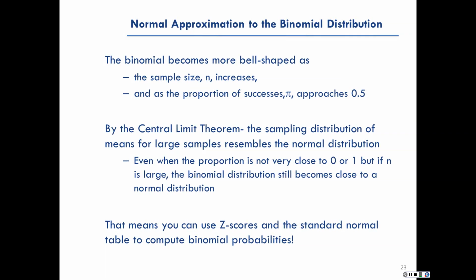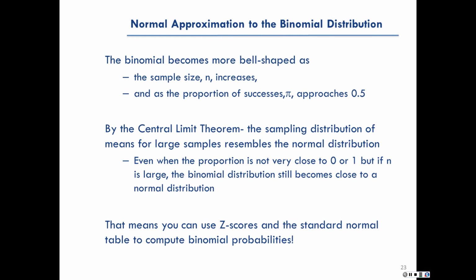Okay, so fortunately there is also a normal approximation to the binomial distribution that we talked about in the previous lecture. Interestingly, the binomial distribution becomes more symmetric and bell-shaped as the sample size n increases, and especially as the proportion of successes signified by pi approaches 0.5. And by the central limit theorem that we'll discuss in the next lecture, the sampling distribution of means for large samples also resembles the normal distribution, even if the proportion isn't very close to 0 or 1. But if n is large, the binomial distribution still becomes close to a normal distribution.